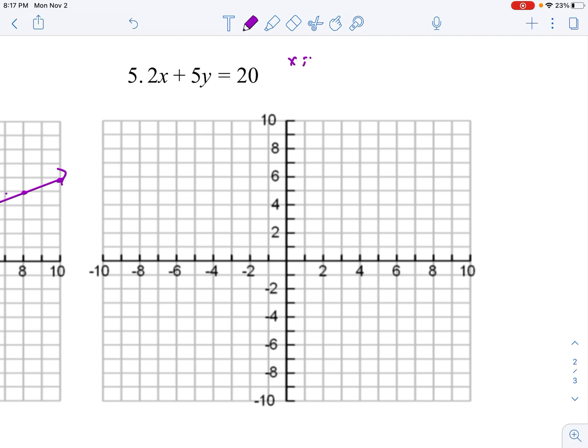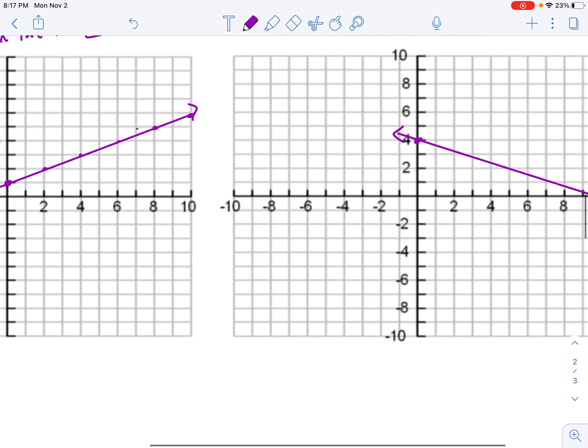Okay, next one, my x-intercept. Plugging in a 0 for y, X would equal 10. Okay. And then plugging in a 0 for x, our y-intercept would be 4. Y-intercept is 4, x-intercept is 10. I'm not going to do the slope this time, but it'll be something like this.